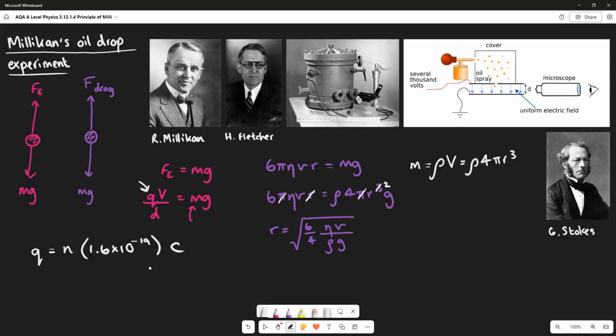And that told them that the smallest amount of charge that can exist is this value here, which is the value of the charge on one electron. And that is how the charge of an electron was measured.